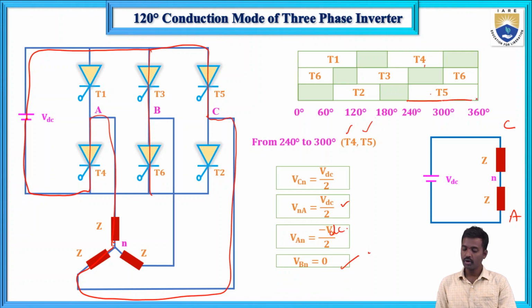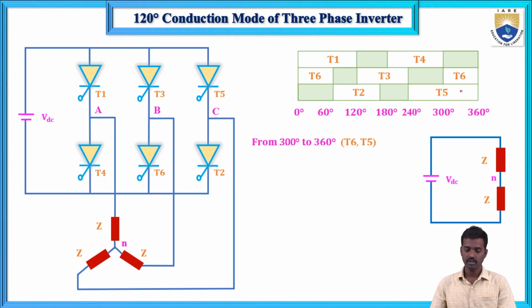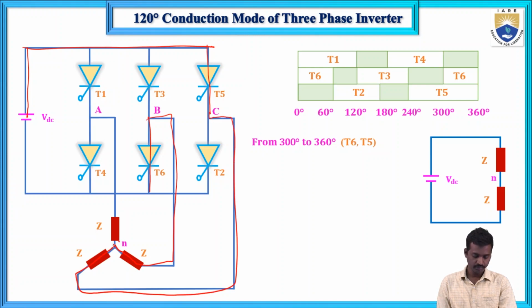Next, the last one is 300 to 360 degrees. T6 and T5 thyristors will conduct. So T5 and T6 thyristors will conduct, this one and this is connected to here.